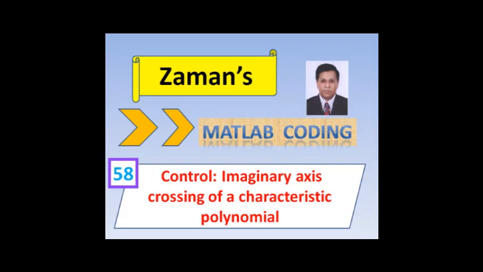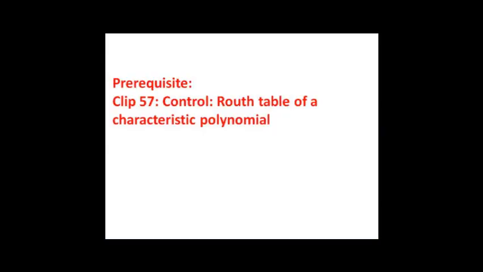In this clip, we're going to discuss how one can find the imaginary axis crossing of a characteristic polynomial for a given control system in MATLAB. Viewers need the background of clip 57, where we discussed how one can find the Routh table of a characteristic polynomial for a given control system.